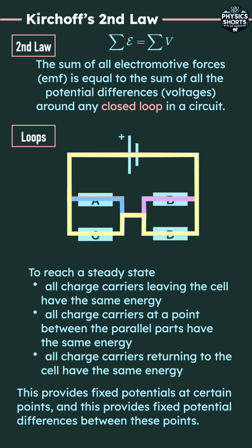If the cell provides a potential of 6, then it will still be 6 over here. No matter which route the charge carrier takes, it will have a potential of 3 at the midpoint, and it will have a potential of 0 after passing through the last resistor, and 0 as it reaches the cell.